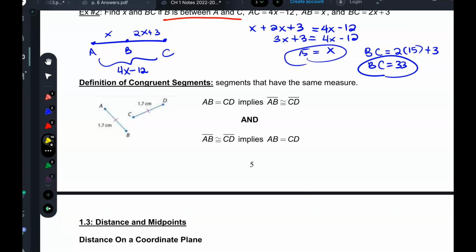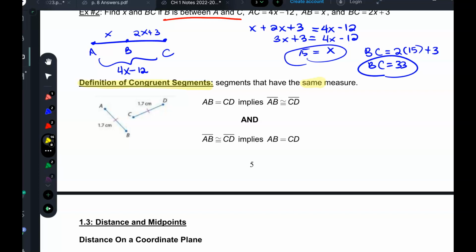All right, we are going to move on. Definition of congruent segments. Have we ever heard the word congruent? I want you to think of congruent as the same, something that is the same. That's okay. When I say 2 things are congruent, it means they are identical. They are the same thing.